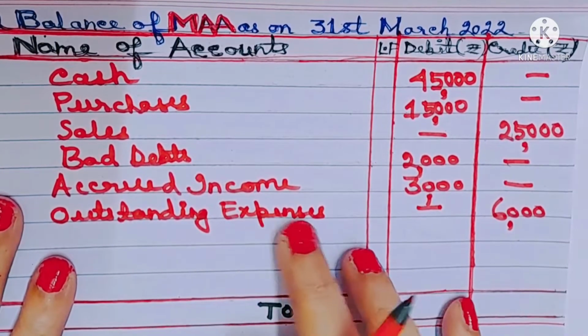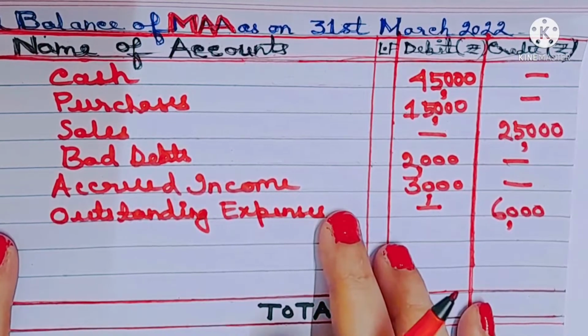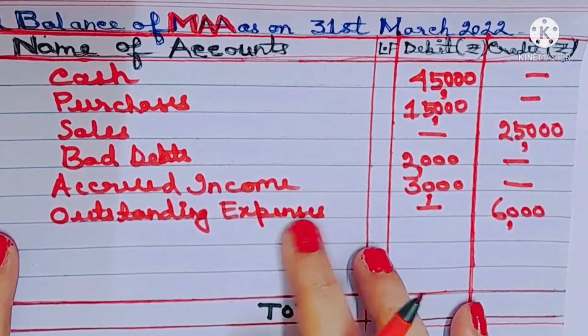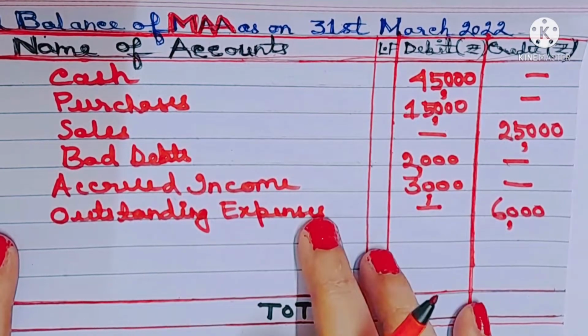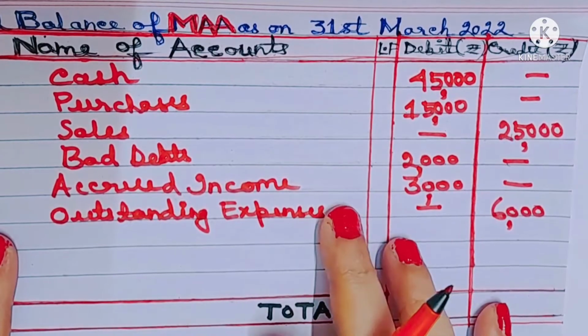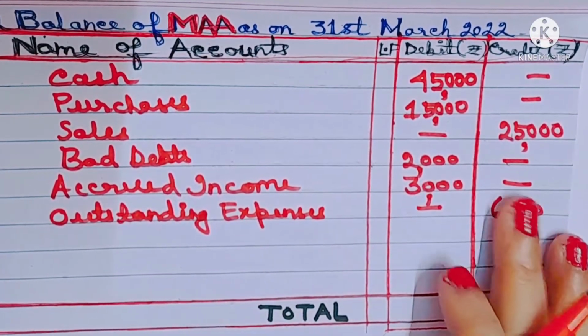Why outstanding expenses is credit? Because outstanding expenses comes under personal account, rather representative personal account. So according to personal account, the giver of the benefit is credit. Here outstanding expenses is the giver of the benefit. So outstanding expenses will be credited. Understood? Let's see the next account.